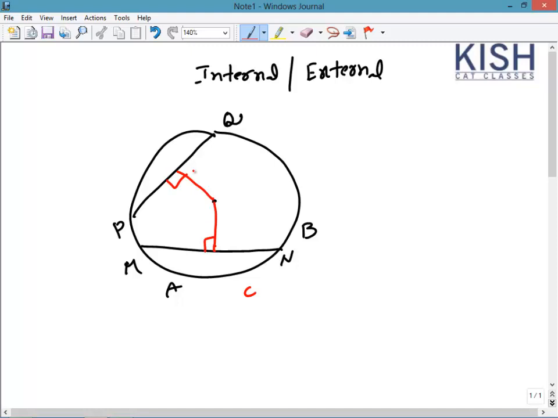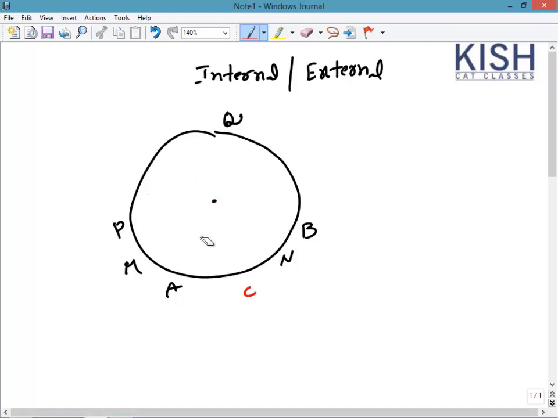Equidistance means the radius passes through the midpoint of the chord and it makes 90 degrees because it bisects also. So if the two chords are equidistant from the center, then the lengths of the two chords are equal. Vice versa, if the distance from the center to these two chords is equal, then the lengths of the two chords are the same.